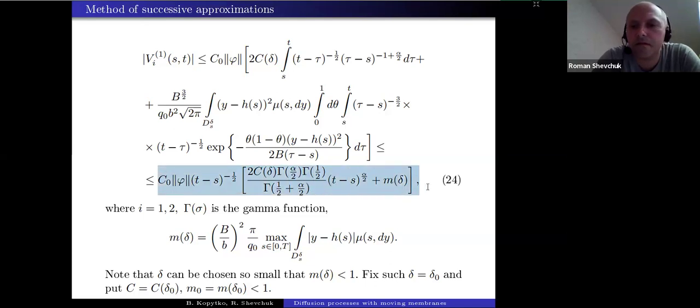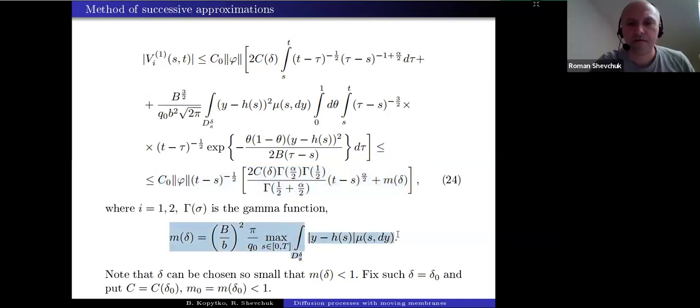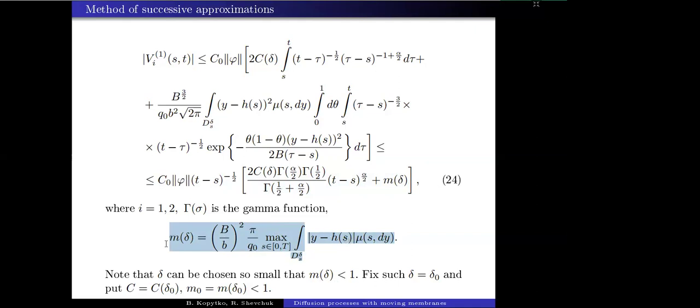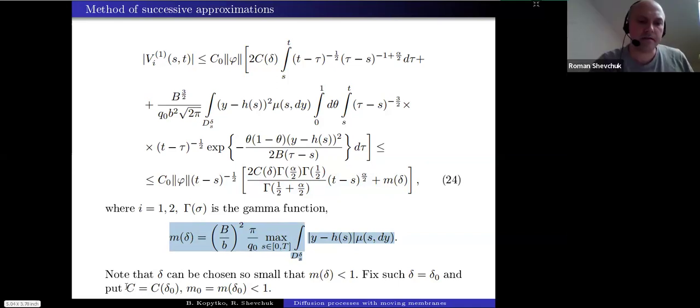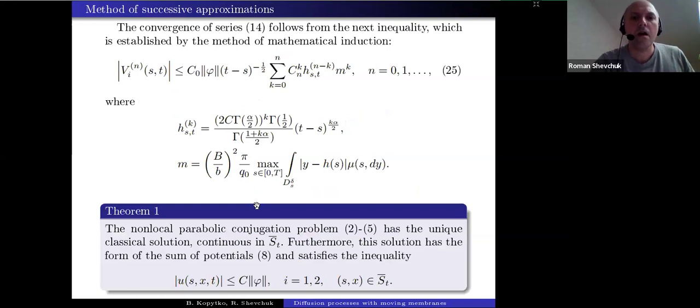We can write it in the form 24. Here, delta can be chosen so small such that this term m of delta is less than 1. We fix such delta and let C be the constant C of delta when delta is fixed, and the same for M0. And using the method of mathematical induction, we obtain the inequality 25 for the general term in the series.